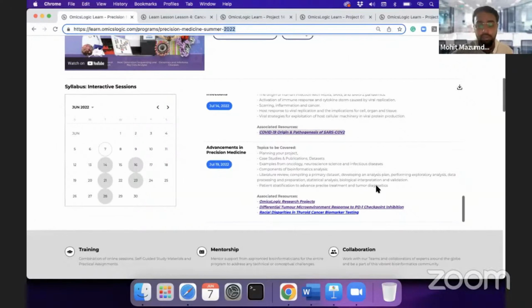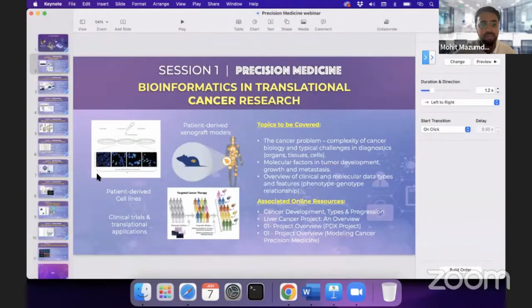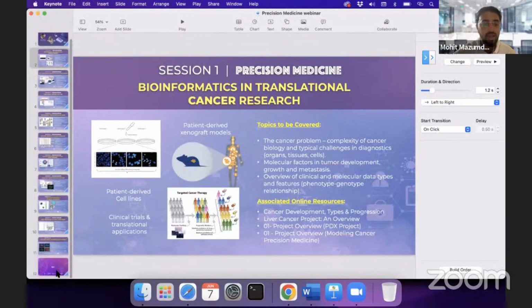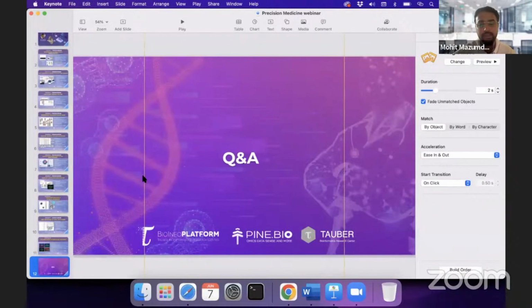So this is what we have put together for you to learn in this summer program, which is Bioinformatics for Precision Medicine. And I'll be happy to answer any questions so far if you have, about the schedule, about the sessions, about the timing, about the time commitment that you need to go through all of this. So please feel free to ask your questions in the chat, and I'll be happy to answer those.